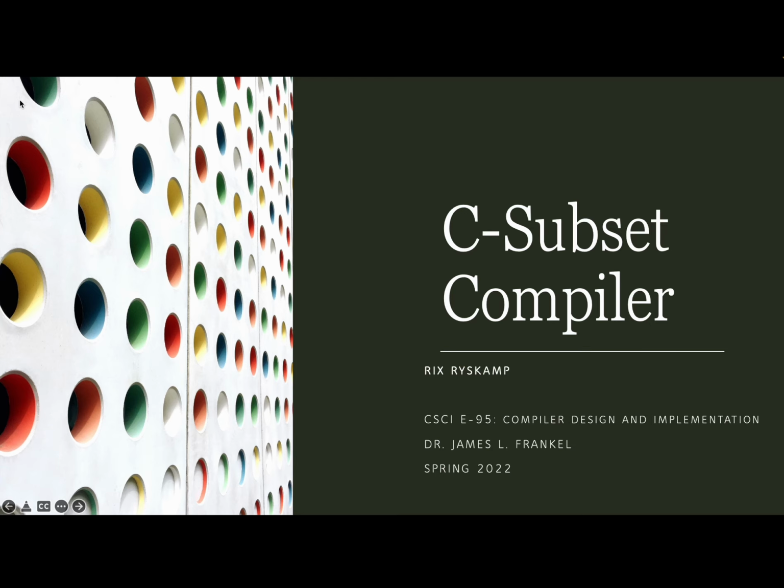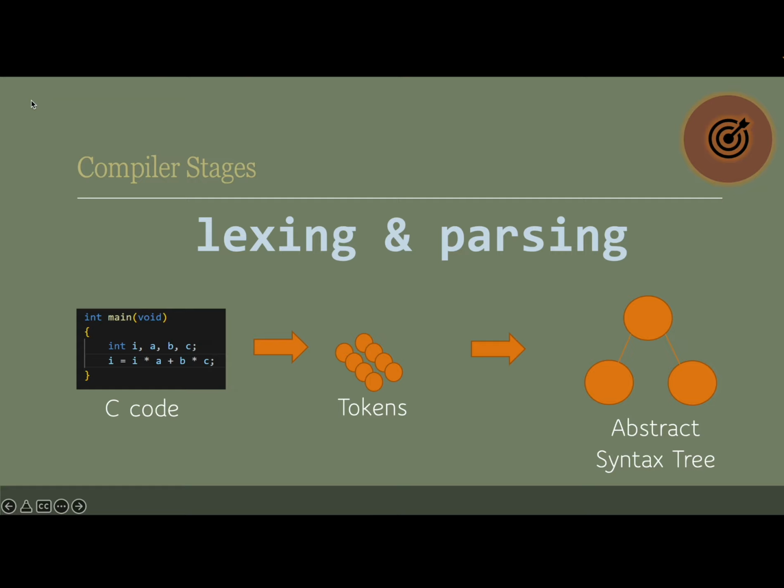For E95 compiler design and implementation, I have created a compiler that compiles a subset of the C programming language. The compiler begins with lexing and parsing. In this phase, C code is converted into tokens. The tokens are used by the parser to create an abstract syntax tree.